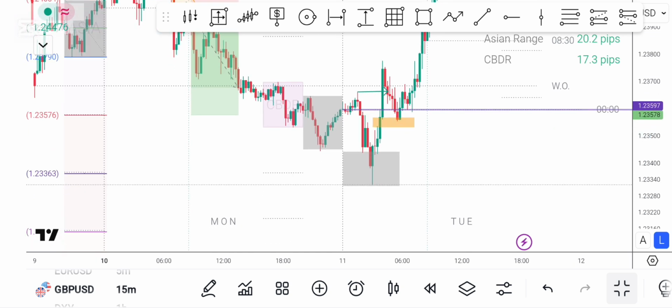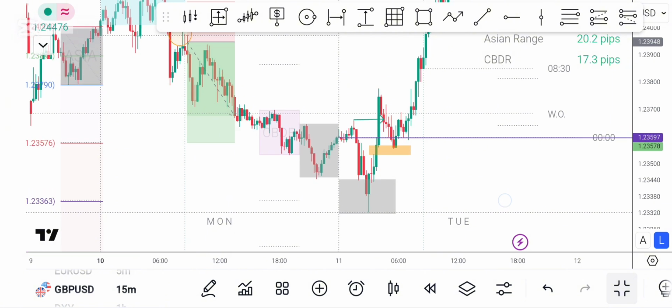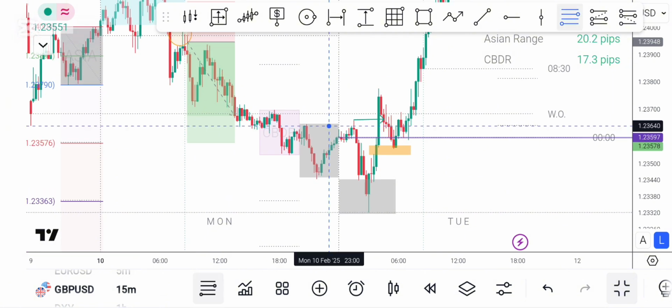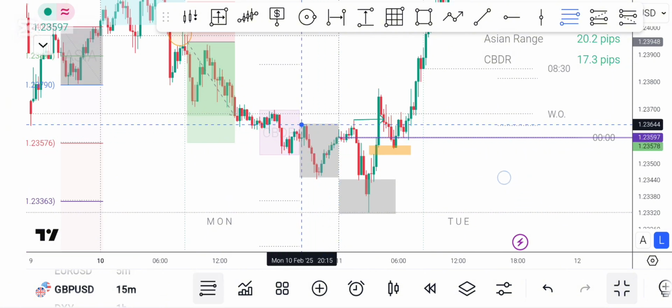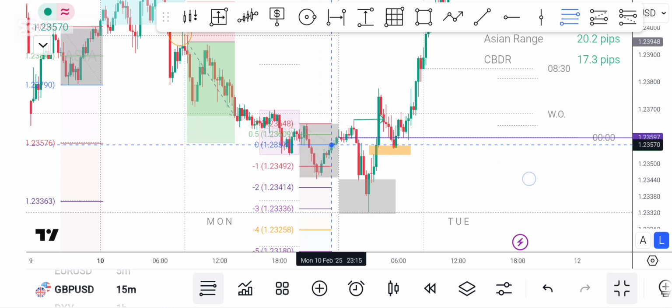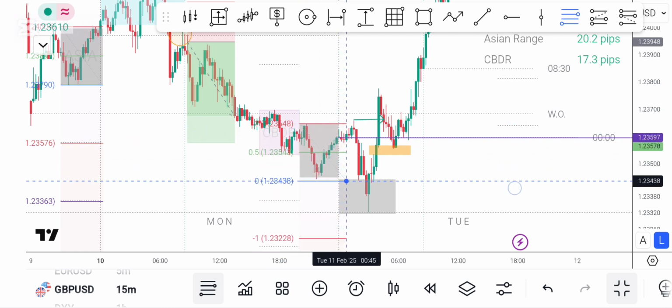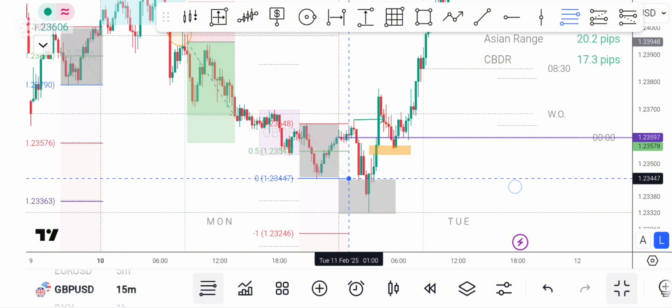So for the standard deviations, we are going to use our Fibonacci tool. So this is the Asian range over here. We are going to extend our Fibonacci tool down. Remember that indicator is going to help you do that. Okay, this is the Fibonacci tool. This is the Asian range here.